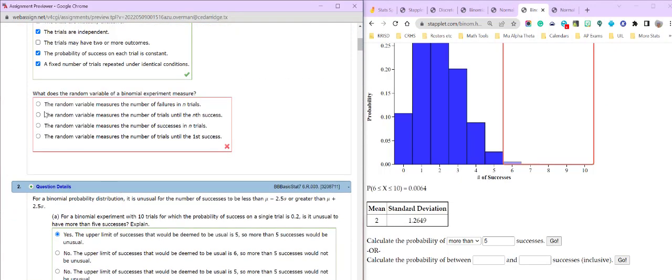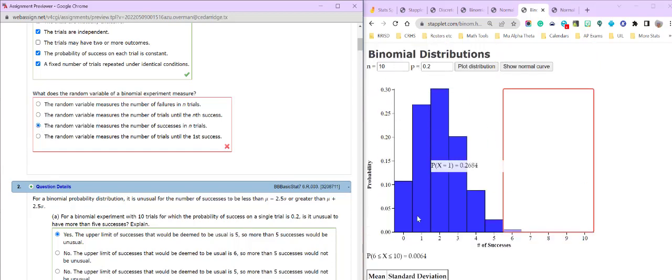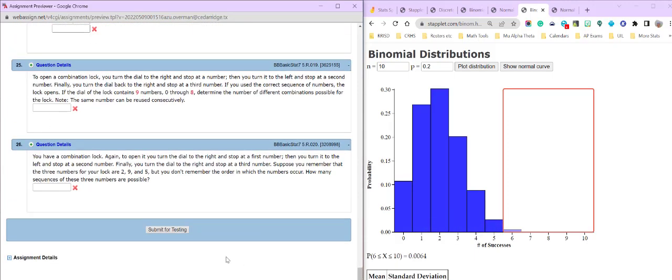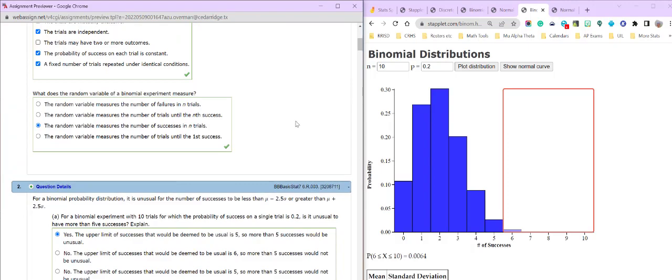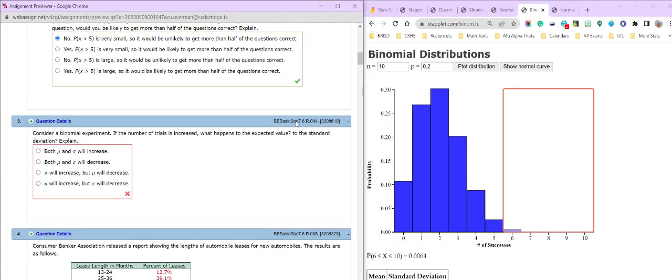Okay. What does the random variable of a binomial experiment measure? Basically, the number of successes in n trials. So like here, if you look at the binomial distribution, here are the measurements. 0 successes, 1, 2, 3, 4, 5, 6. So let's go ahead and make sure that Mrs. Overman got that right. And voila. Okay, so now we're good on those two.